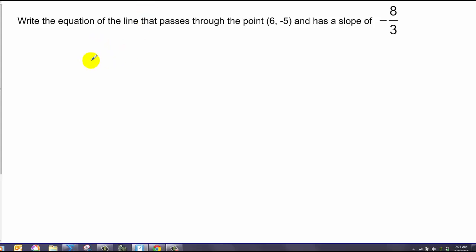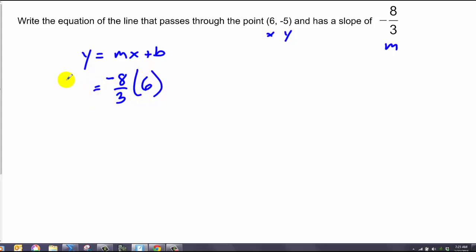This next example is similar. We know we have a slope of negative 8/3. We have an x and a y point. So we set up our slope-intercept equation of y equals mx plus b, where we plug in negative 8/3 for our slope. x is 6. y is negative 5.